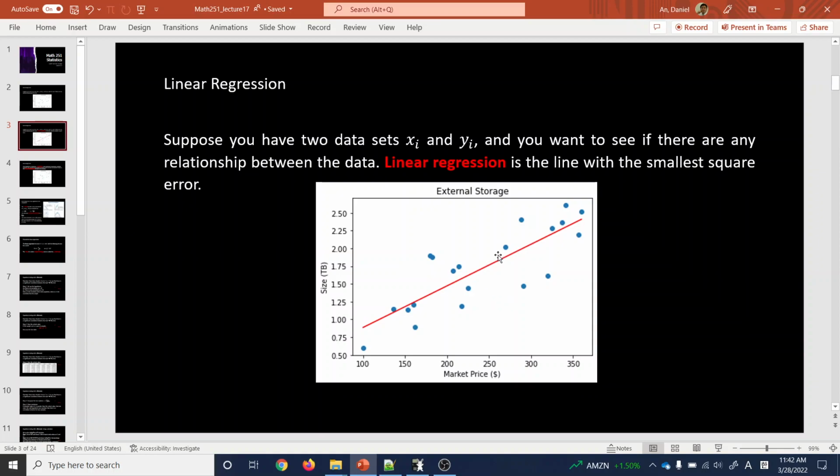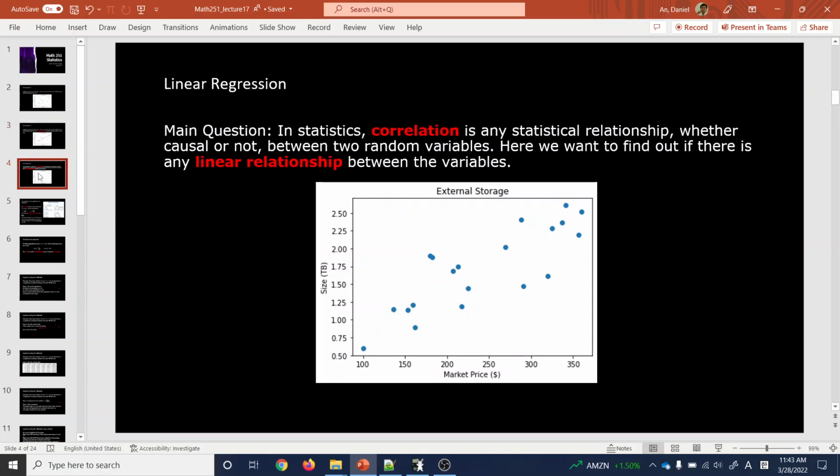And we can use this linear regression to get an idea of the relationship between the x and y, right? Okay, so first, when you have a scatter plot, the first kind of question you can ask is is there any linear relationship between the variables? So that's the main question that we're going to ask today. And then after addressing that main question, we will talk about how to use that linear regression line.